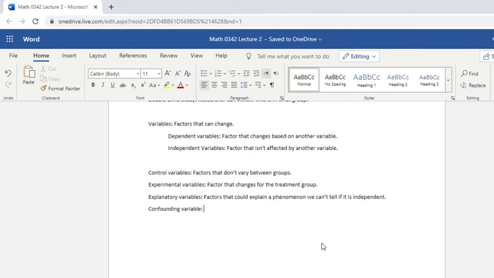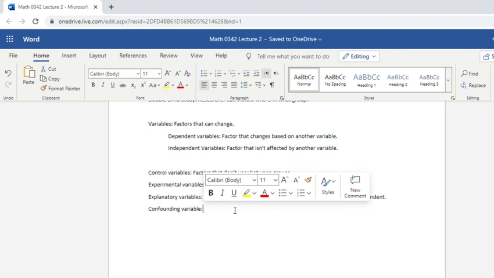So, even though those two change, remember, dependent variables change based on another variable, just because the more firefighters arrive, the more damage is caused, doesn't mean they're actually dependent upon each other. Really, the more damage is caused by the fire being bigger. So that is what we would call a confounding variable.